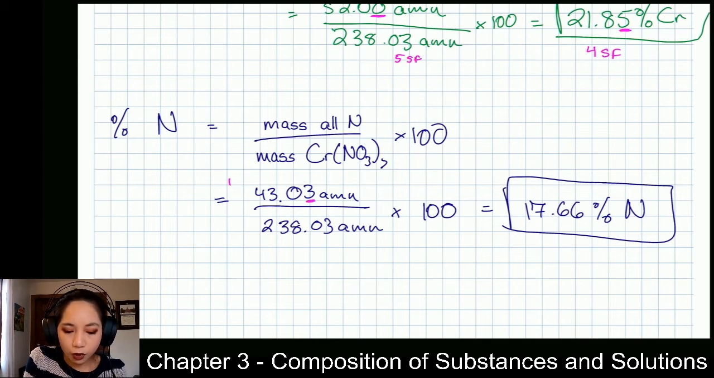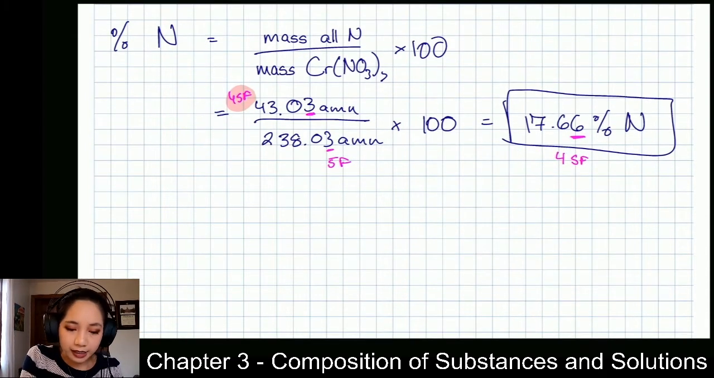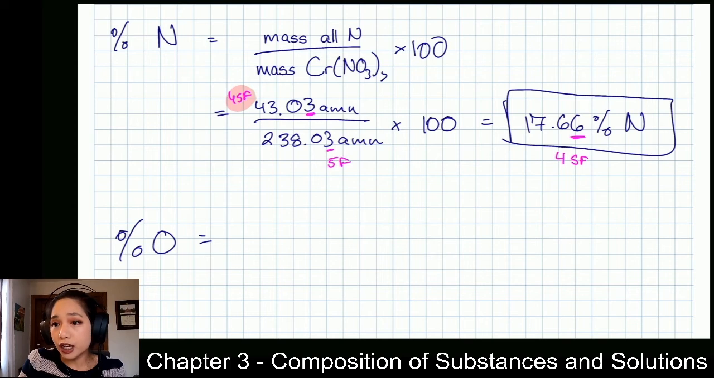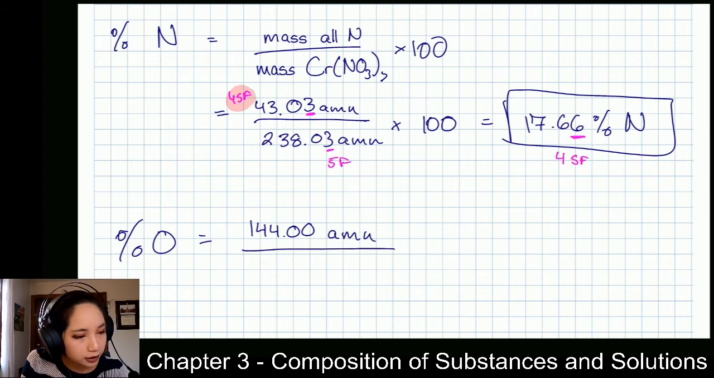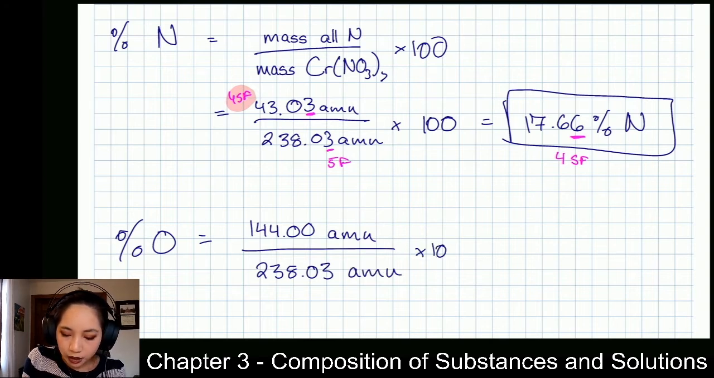Again, look at significant figures. Our numerator has 4 sig figs. Our denominator has 5. We're limited by 4 sig figs in the numerator, so our answer should be rounded to 4 sig figs. All right, lastly, oxygen. So hopefully you see the pattern here. Percent oxygen, it's the mass of all of the oxygen over the formula weight of the whole chemical compound times 100. So in this case, it's 144.00 AMU over the total mass, which is 238.03 AMU times 100 equals, let's take a look at significant figures before I crunch those numbers.